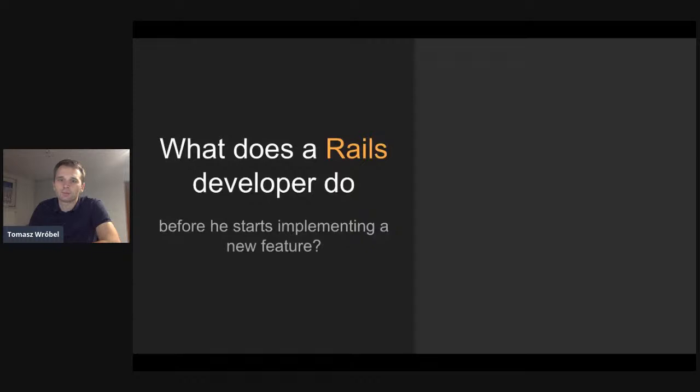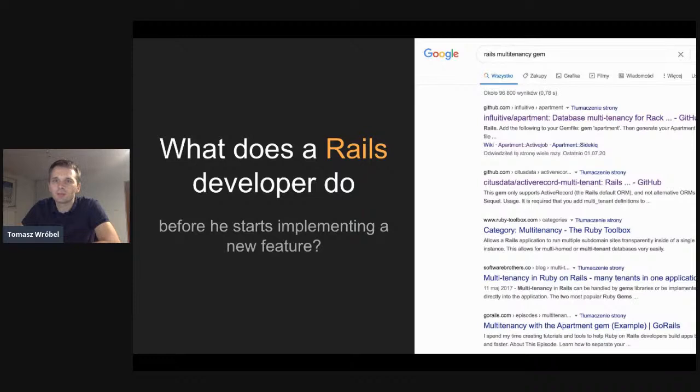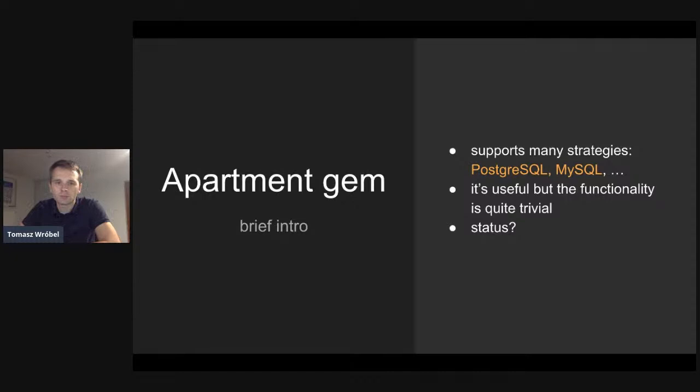Of course, you Google for the gem that would do the job for you. If you Google multi-tenancy gem, you quickly find some solutions. The most popular one to do it is the Apartment gem. I won't cover the gem a lot here in this talk because actually it's not that interesting. The functionality is quite trivial. Basically, you just need to somehow switch the tenant and manage running the migrations on all the schemas. So I won't get too much into detail with Apartment.